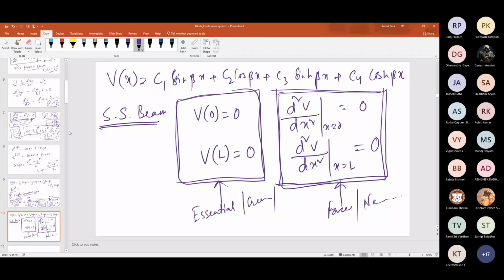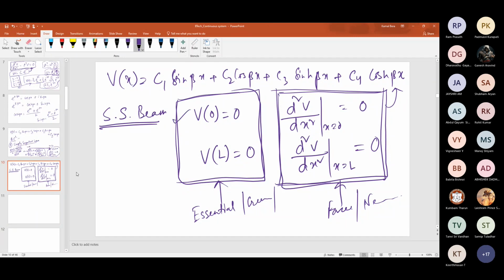Now apply these four boundary conditions here, and what equations are you getting? Tell me one by one. Apply this one first. Easy to apply, right? Then which one will be easy? Just check it. Basically you'll get four expressions. Please note it down. V(x) is C1 sine beta x plus C2 cos beta x plus C3 sine hyperbolic beta x plus C4 cosine hyperbolic beta x. Use these four boundary conditions associated with a simply supported beam, and tell me the four equations.